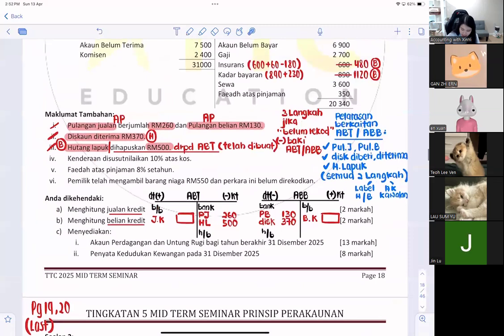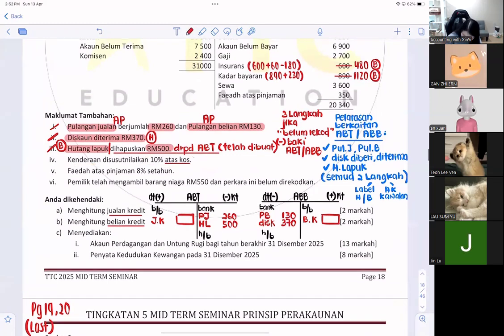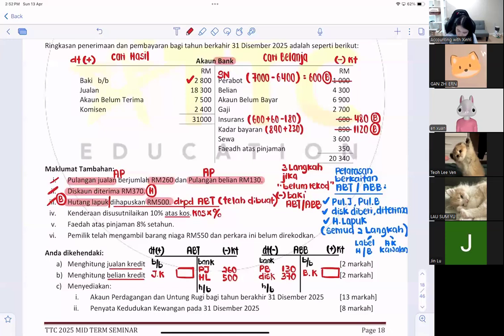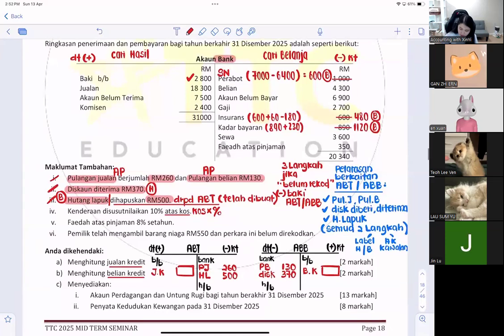So starting with kenderaan, okay, they wanted us to calculate 10% atas cost. Formula is cost times percentage. Okay, how to find this answer? If you want to, I would say that it's best put together with the rest of them. So I slot in over here. SN kenderaan belanja. Can you all find where is the cost of your kenderaan?